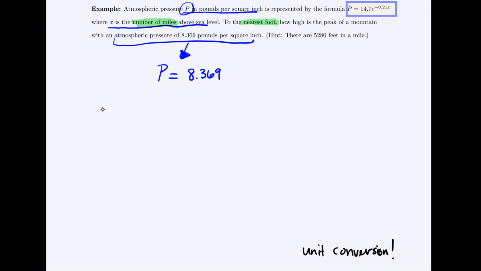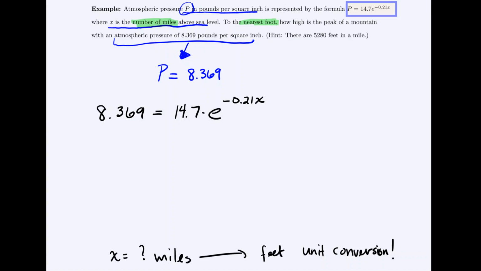always substitute for what you know. And we know if we find x, we will have found the number of miles above sea level, but we want to find the nearest foot. So what we're going to do is we're going to find x is equal to something in miles, and then we're going to convert that to feet using this unit conversion they gave us here. So we're not going to worry about the unit conversion until the end. To start with, we need to solve for x.